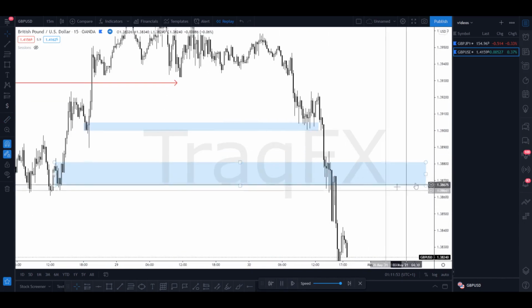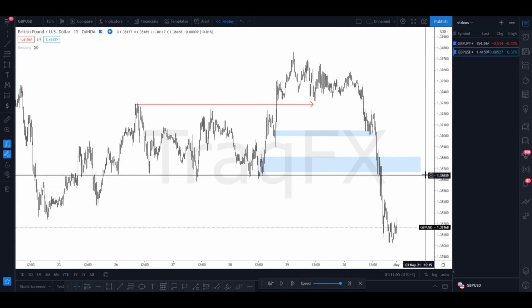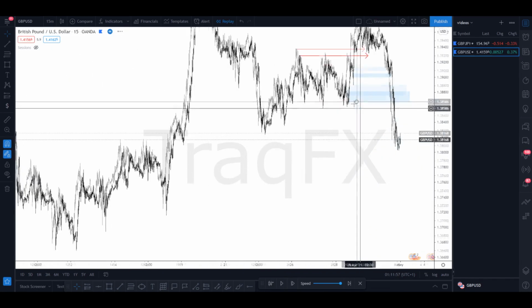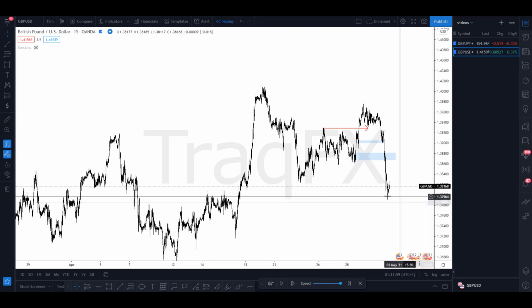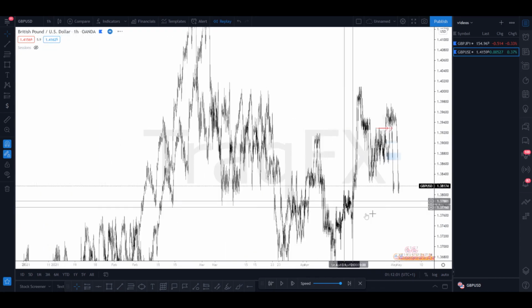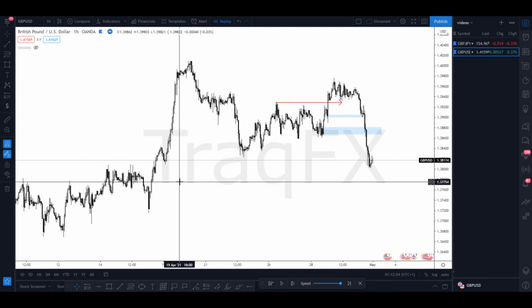Now right over here, same thing happens. It reacts a little bit, but then the market ends up reversing and going back down. So we're gonna look at the higher time frames a little bit. Let's go to the 1 hour and let's look for scalping opportunities.